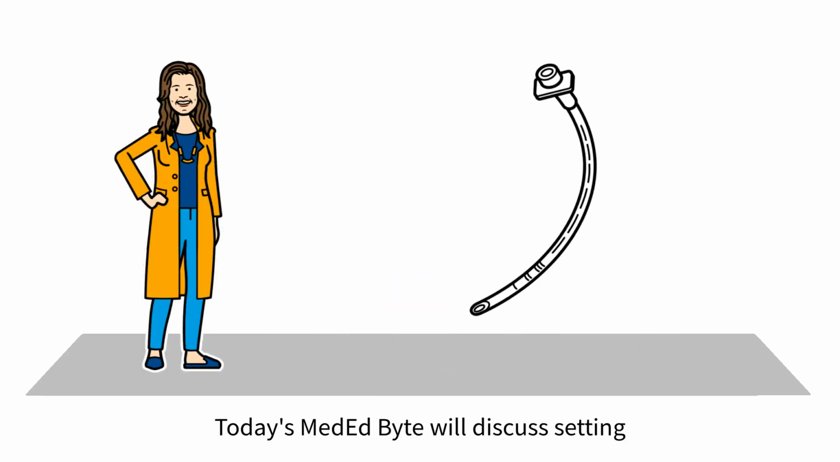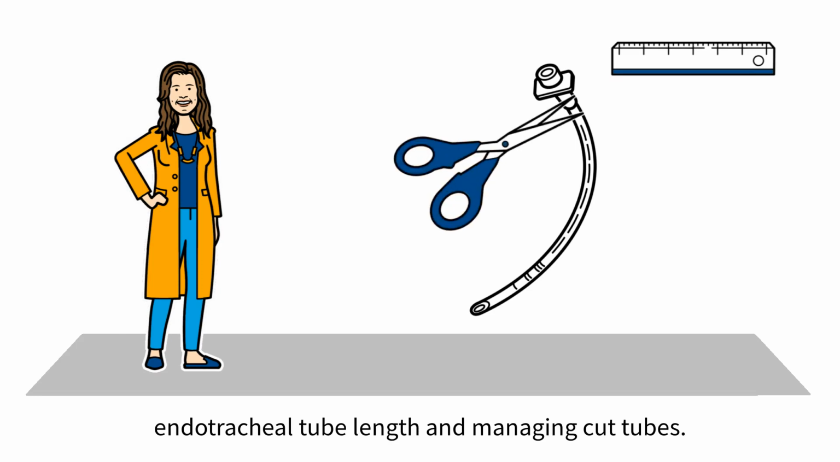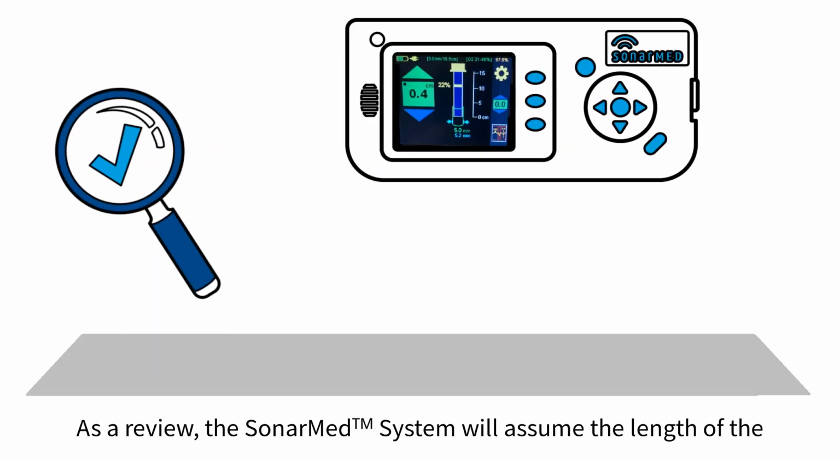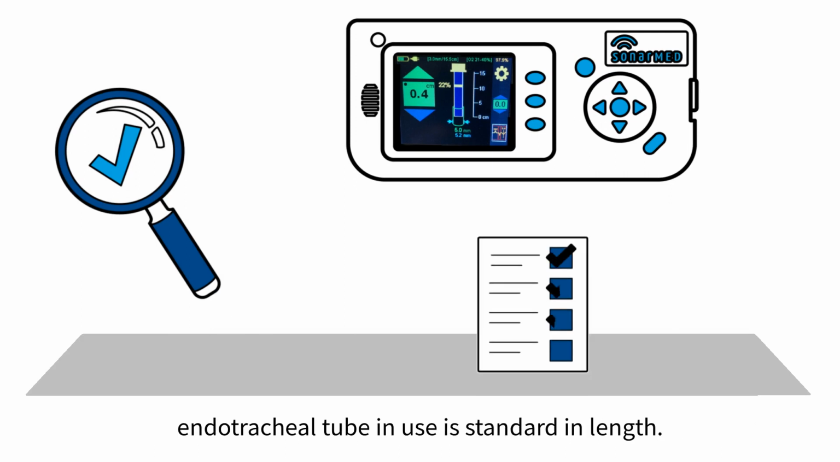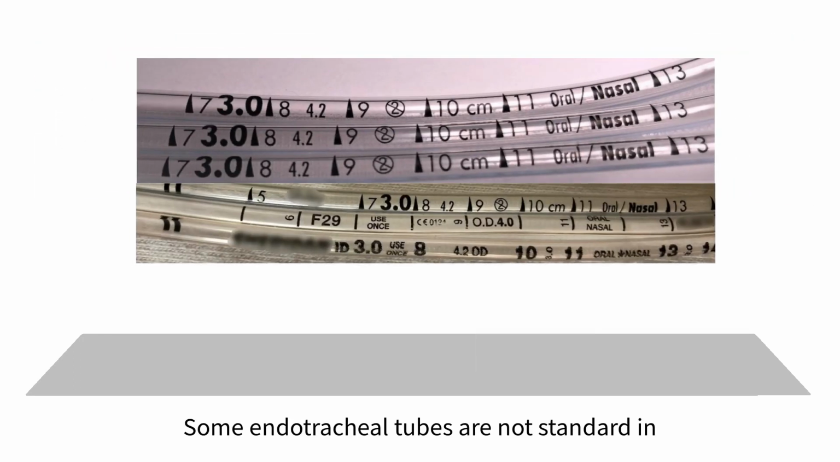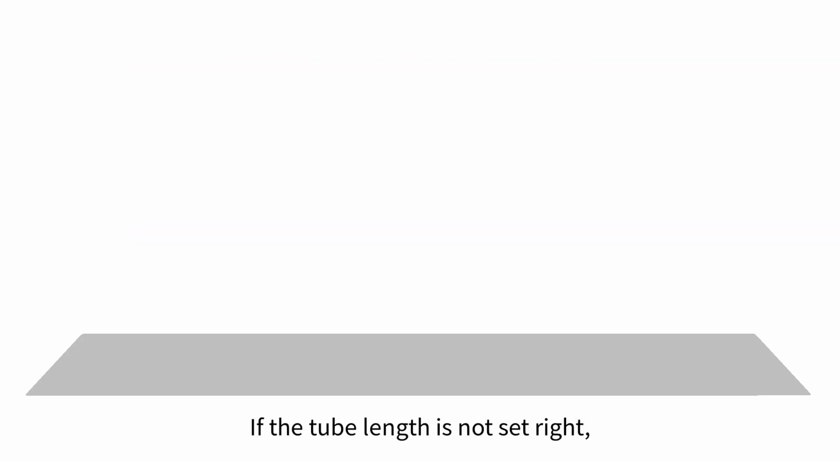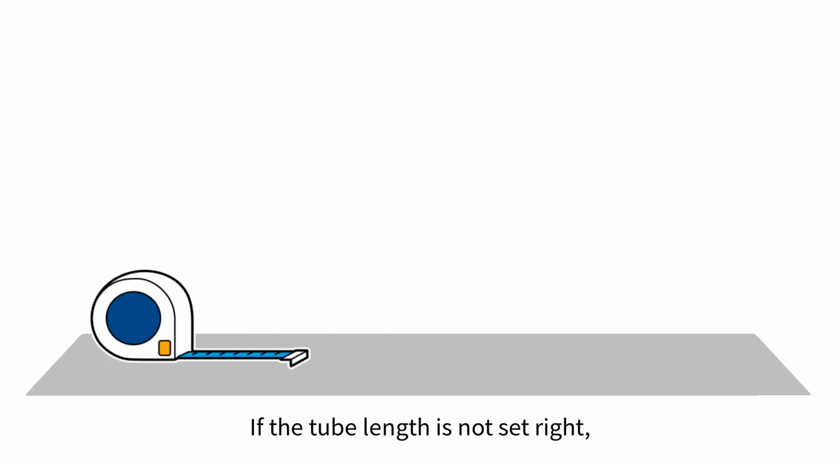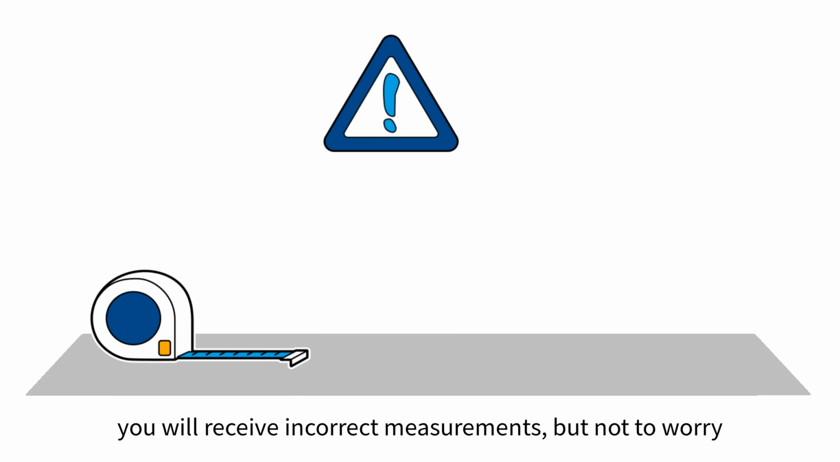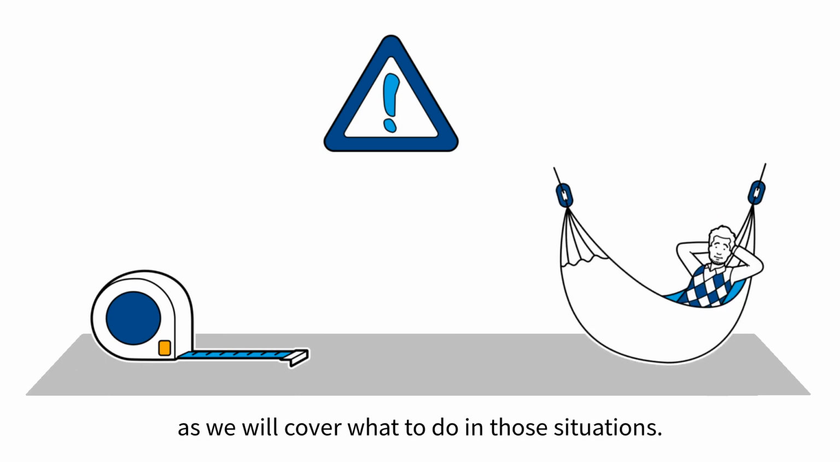Today's MedEd Byte will discuss setting endotracheal tube length and managing cut tubes. As a review, the SonarMed system will assume the length of the endotracheal tube in use is standard in length. Some endotracheal tubes are not standard in length or have been cut by the clinician. If the tube length is not set right, you will receive incorrect measurements, but not to worry, as we will cover what to do in those situations.